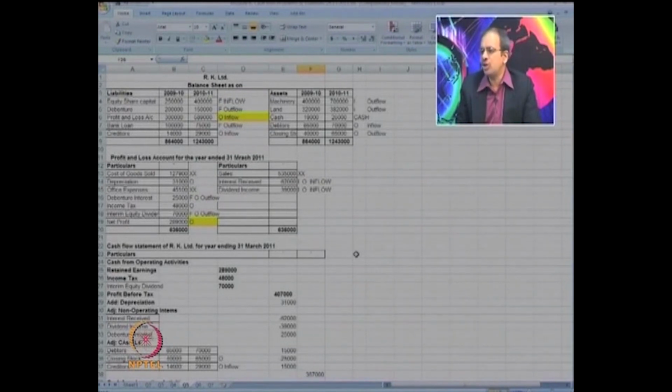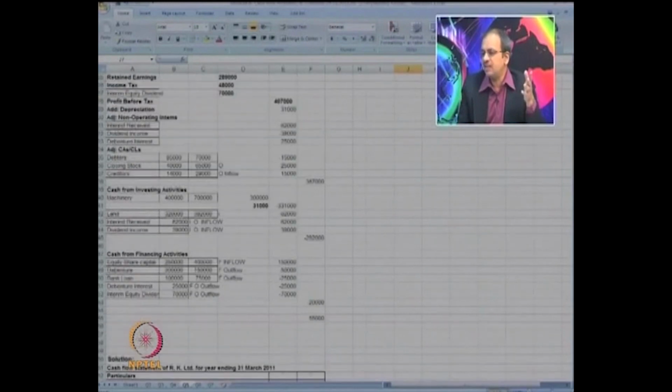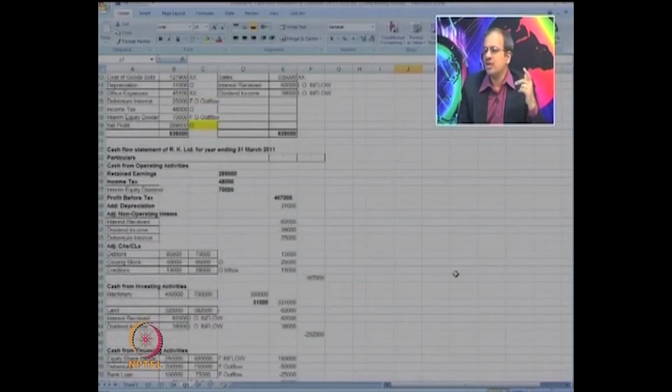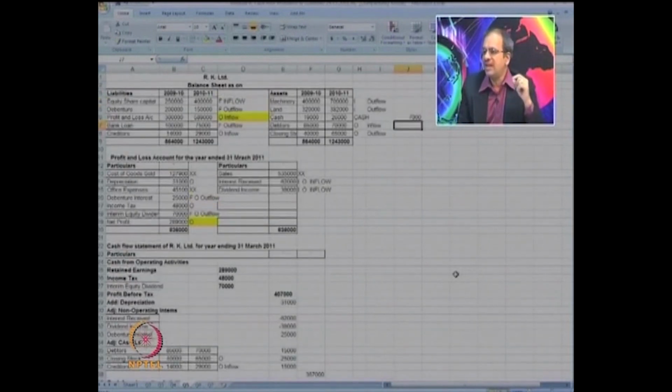Now look at the position of cash. So cash is 19 and 26. So you will realize that something is missing. Now have a look at different items which are there in P&L or in the balance sheet, whether we have missed anything. Let us find the difference of cash. So it is very clear that there is an increase of 7,000 in the year, whereas we are getting the total of 55,000. So there are some items of 48,000 which are leading to difference.